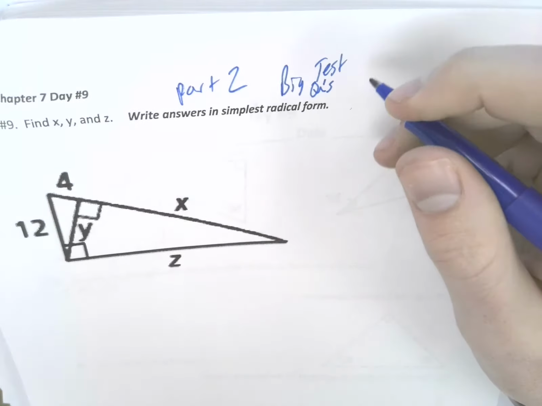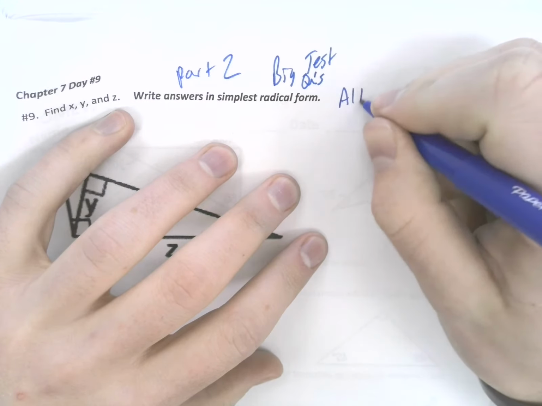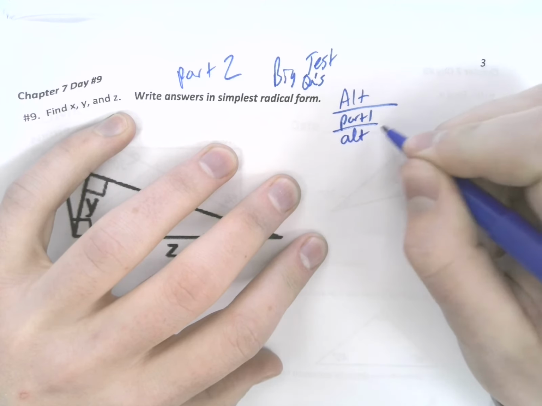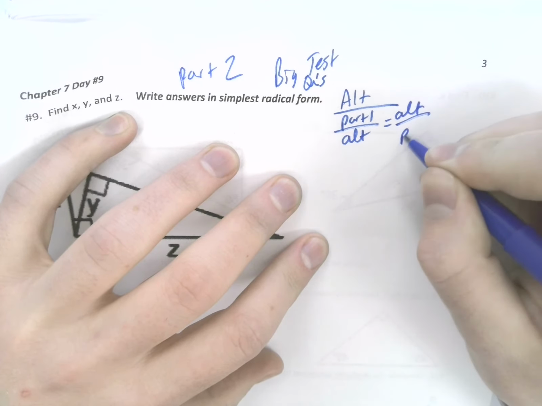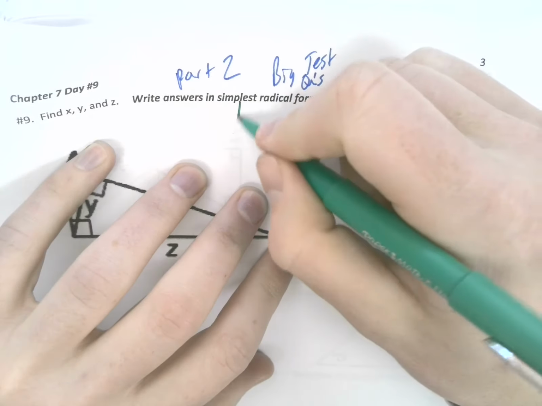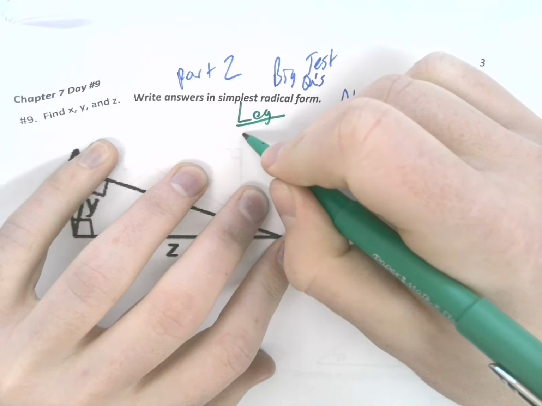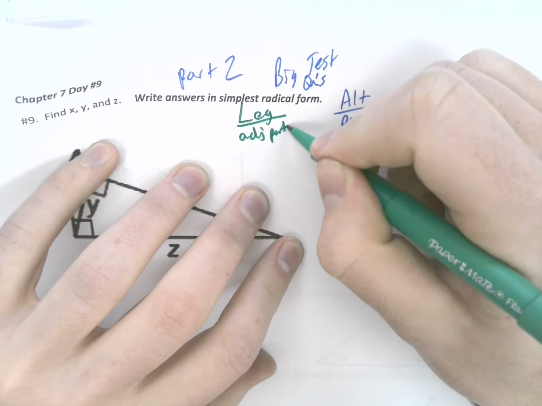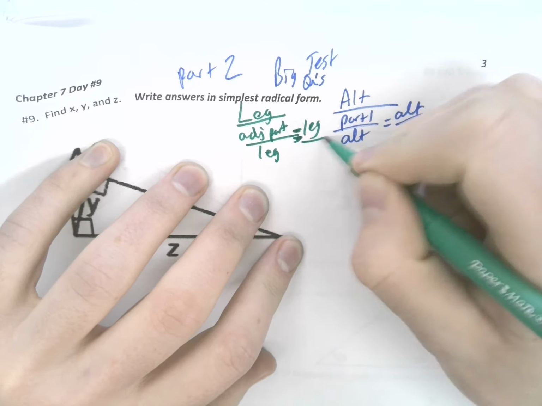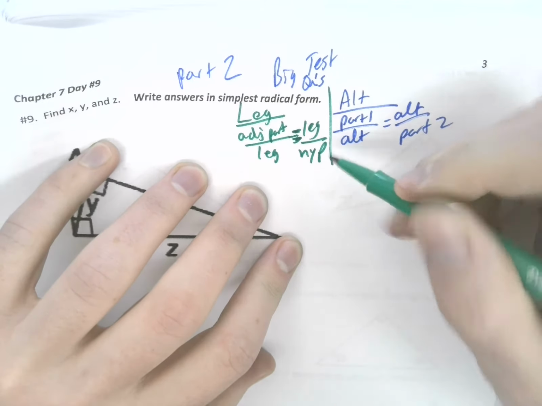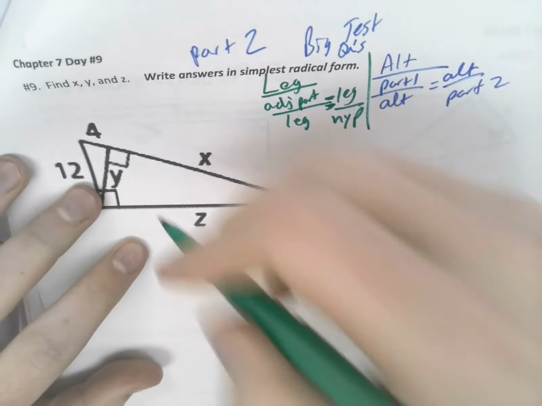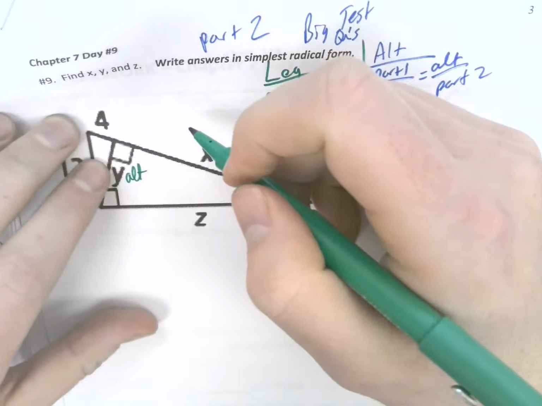So with that in mind, again, you want to find your altitude. Part 1 over altitude equals altitude over part 2. You want to find a leg? That's going to be adjacent part over the leg equals the leg over the hypotenuse. So again, two formulas here. Go ahead, guys.